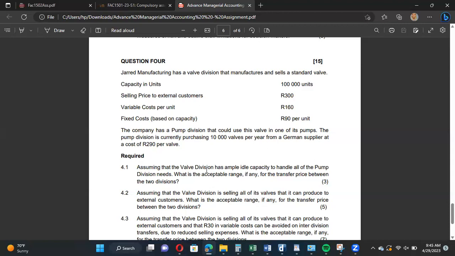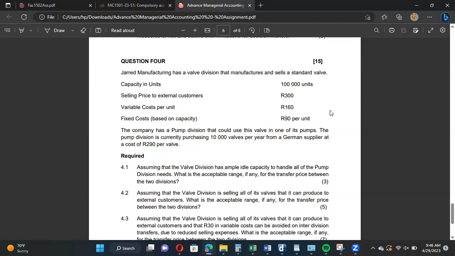All right, so the acceptable range here would be the incremental costs. These are the costs, 160, and the maximum price would be 300 here. So why would we say so? Any price that is lower than 160 is a loss for the department, right? So in other words, they'll be better off without manufacturing those valves. If they go below the variable cost per unit, they are better off without manufacturing that. So it wouldn't be fair to them.